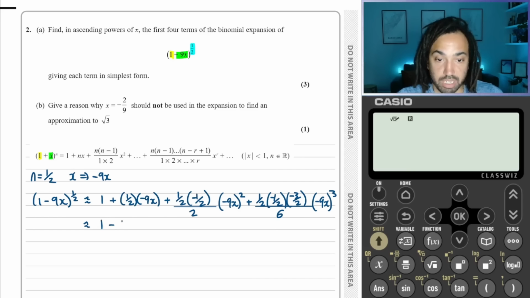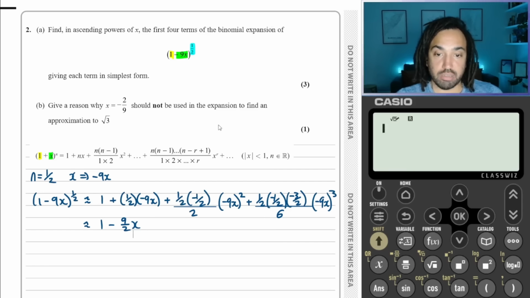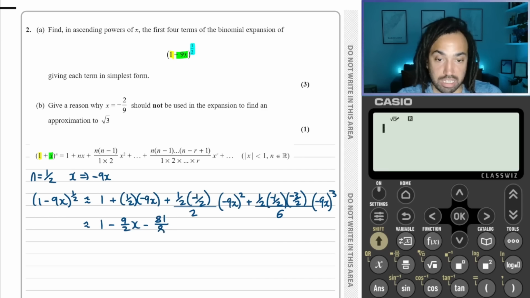So this is going to be minus 9 over 2x. This one will be a bit tricky. I probably should use a calculator for this, but actually I'm going to risk it. We've got a half times a half, which is a quarter, divided by 2, which is an eighth. There's going to be a minus there, and then we're going to have to times that by the 9 squared, which is 81. So it's going to be 81 over 8, and that would be x squared.